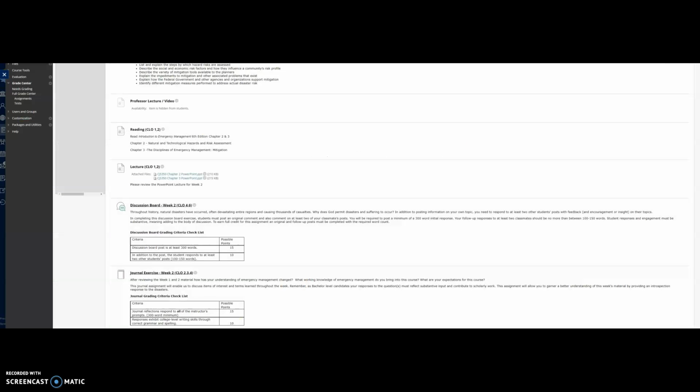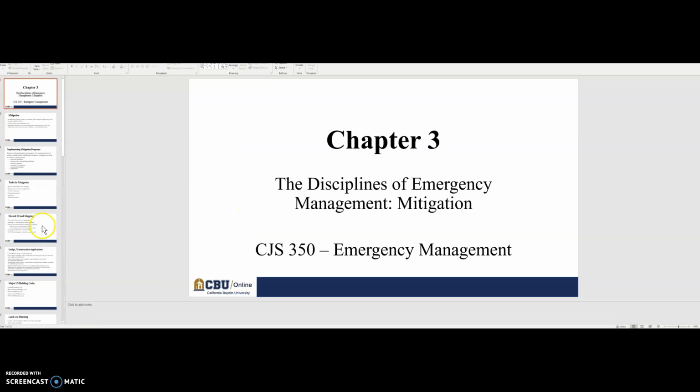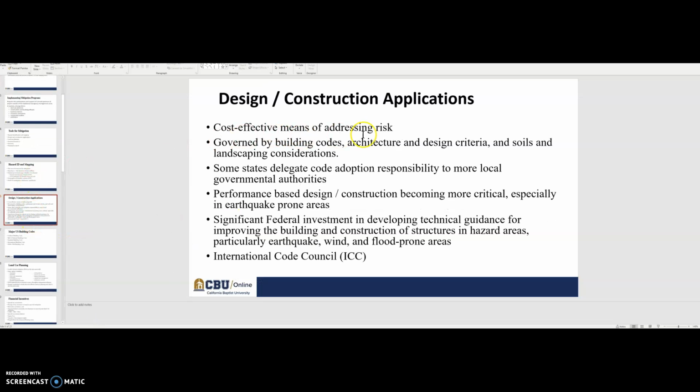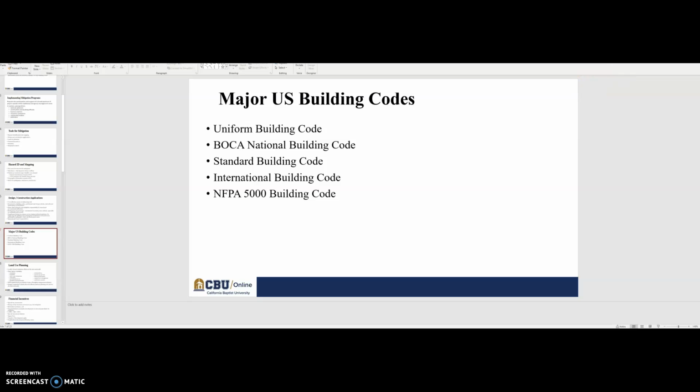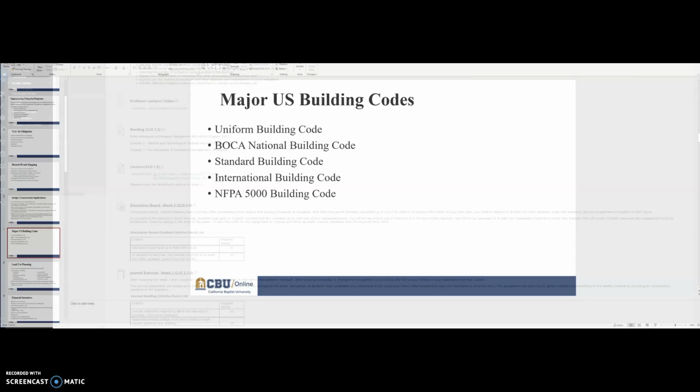So moving on, you have your chapter 3, and these are basically the tools and construction of applications and all the things that go into preparation on the prevention side and the preparedness side. So you can actually take a look at that.